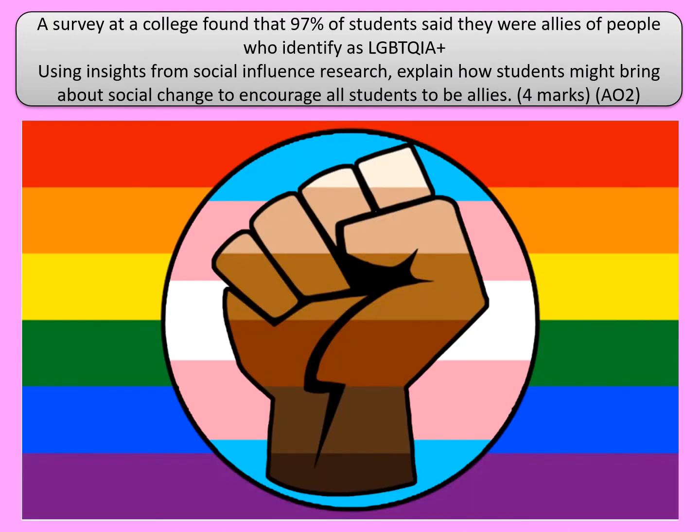The next question is another AO2, apply your knowledge. A survey at college found that 97% of students said they were allies of people who identify as LGBTQIA+. Using insights from social influence research, explain how students might bring about social change to encourage all students to be allies, 4 marks. So this is quite obviously a majority influence question, and you need to use the right terminology. So make sure you talk about social norms interventions and how you would do that. What might you do? And talk about normative social influence and the fact that you are the majority trying to persuade this smaller group to become allies.